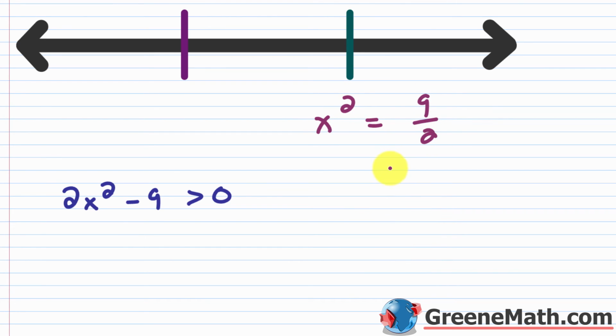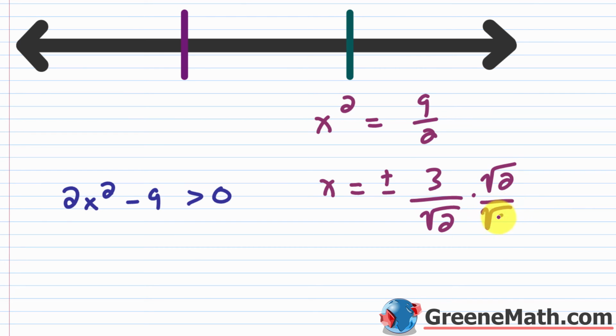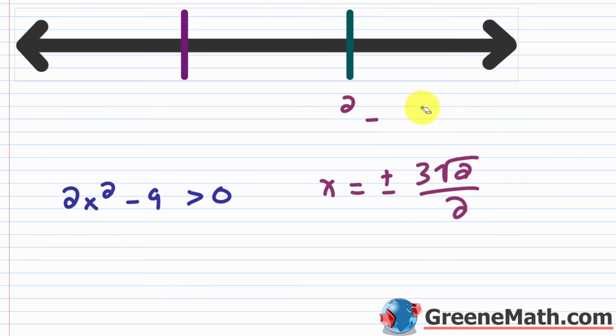You're going to use the square root property here. So if x squared equals k, then x equals plus or minus the square root of k. So x here is equal to plus or minus the square root. I'm going to write this as the square root of 9 over the square root of 2. The square root of 9 is 3. So this would be plus or minus 3 over the square root of 2. So most people will, again, rationalize the denominator. So you multiply by the square root of 2 over the square root of 2. So this would be plus or minus 3 times the square root of 2 over 2. Okay, so those are the critical values.